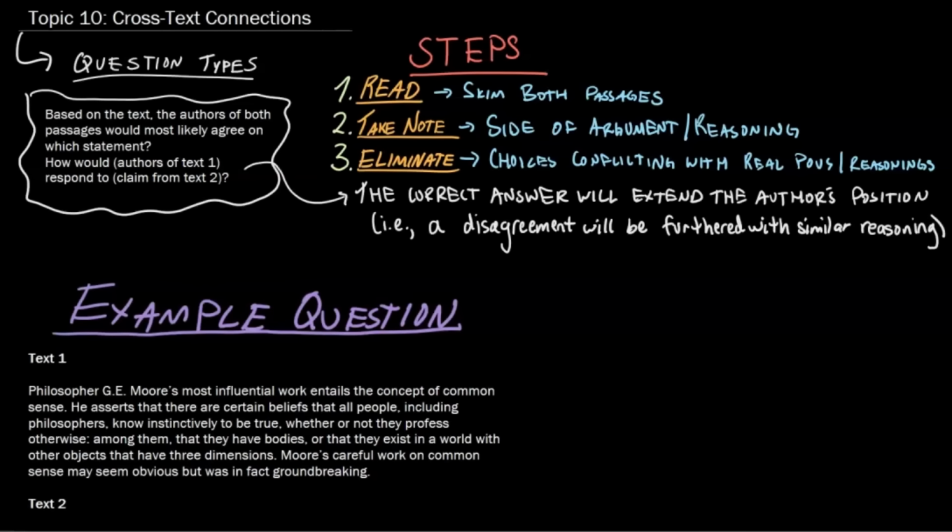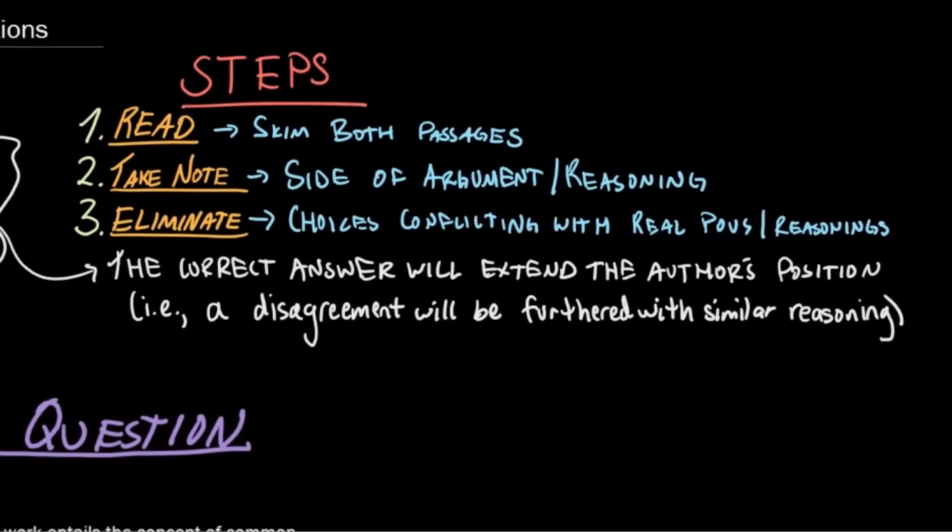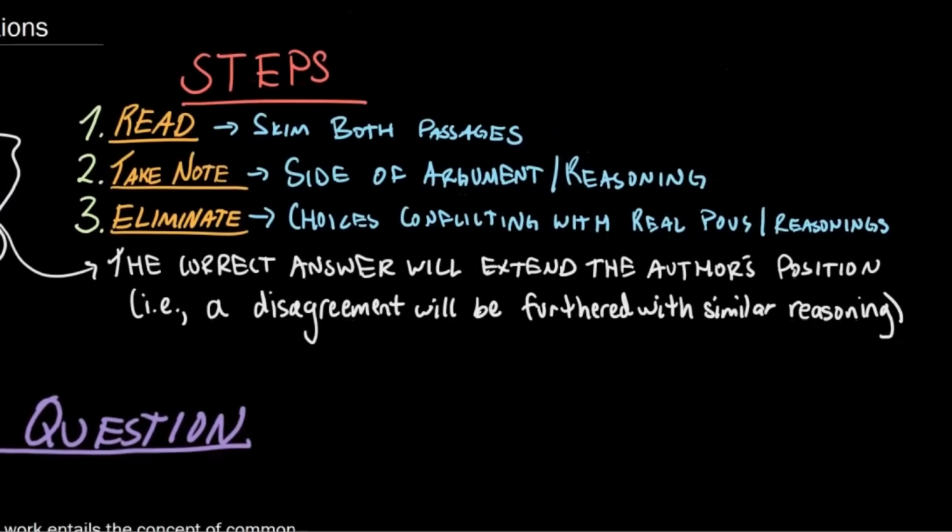So question types. Based on the text, the authors of both passages would most likely agree on which statement, or how would the authors of text 1 respond to a claim from text 2, or text 2 to text 1, etc. Okay, these are pretty simple. They're kind of like rhetorical synthesis in that you do have to do a lot of reading sometimes, but here are steps to solve those types of problems. So the first thing you're going to do, you want to skim passages. You don't necessarily need to read every word. Just make sure you get the general idea. Make sure you know which side of the argument both are on, what line of reasoning they have, etc.